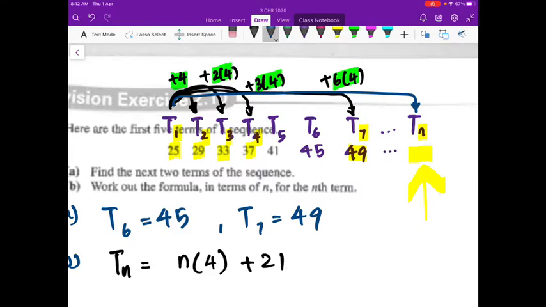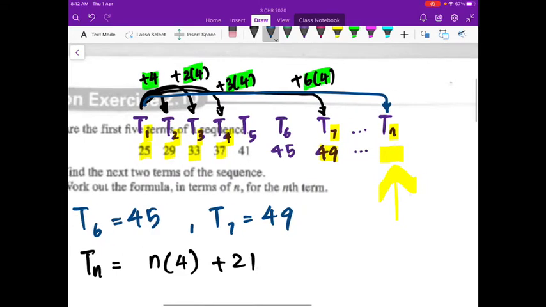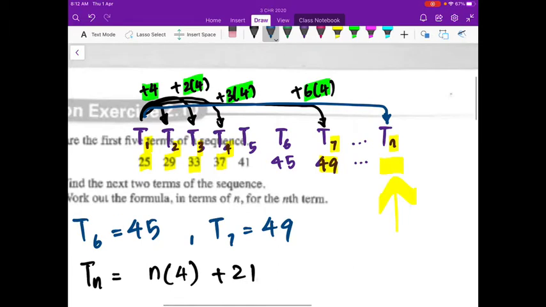Is it n times of 4? Look carefully. If I go from the first term to the third term, I plus 2 times of 4. If I go from the first term to the fourth term, I plus 3 times of 4. If I go from the first term to the seventh term, I plus 6 times of 4. So if I go from the first term to the nth term, how many times of 4 should I add? Is it n times? Or is it n minus 1? Do you know what I'm saying?